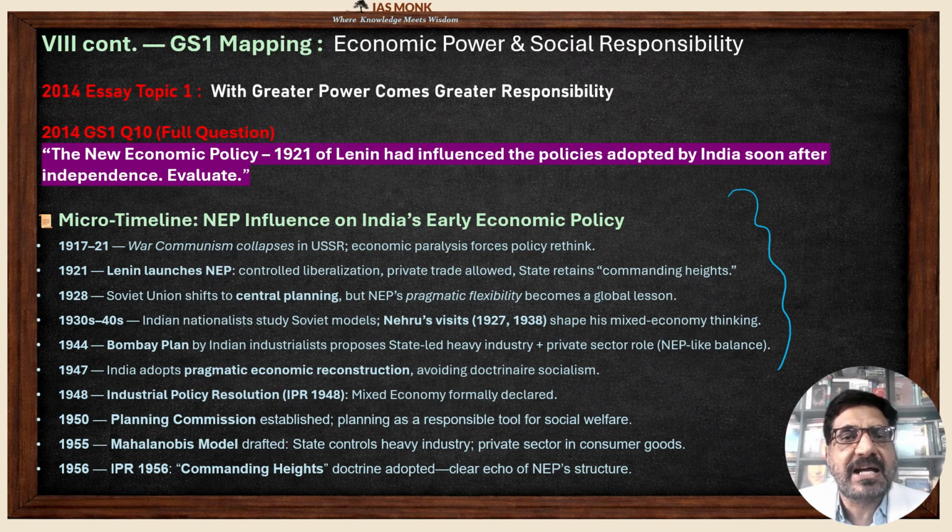History reminds us that true economic power is not domination but the wisdom to adapt for the welfare of the many. In every era, whether viewed through ethics, governance, geopolitics, or economic theory, the lesson remains constant, that is, power endures only when guided by responsible flexibility. Again, we are leading to our essay topic. So, this is how we can keep connecting GS paper questions to essay topics.